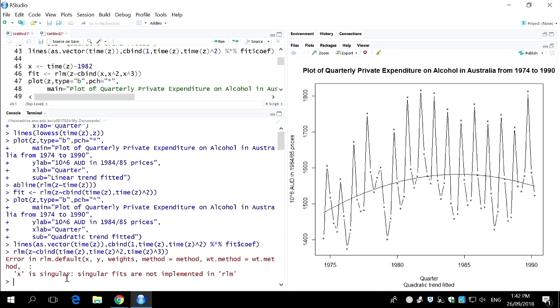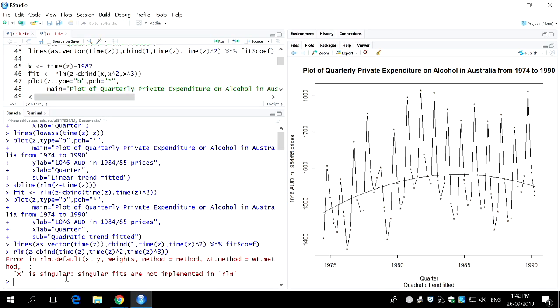Another one. You get this. It goes "error in rlm, x is singular," right? Now, x is singular means that my design matrix, a matrix with a column of ones, a column of time, a column of squared time, and a column of cubed time, has collinearities, and then I get a singular fit. Okay? Now, we know this matrix does not have collinearities.